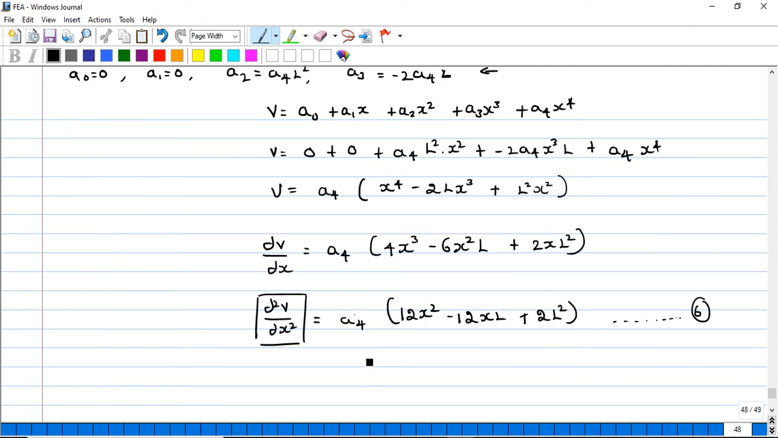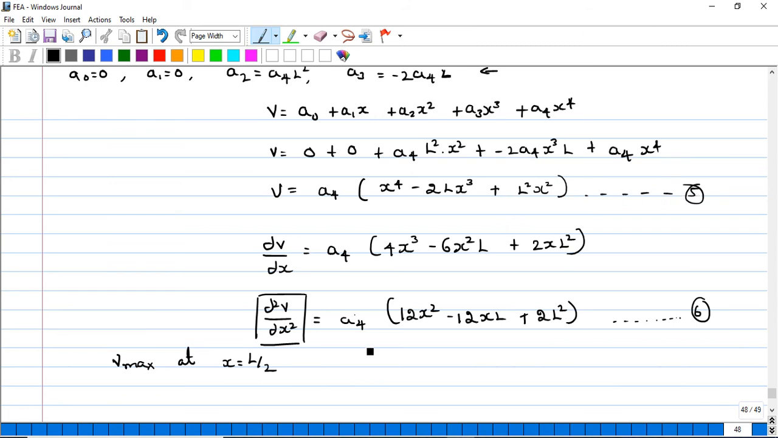So we found out this ∂²v/∂x², and what is the remaining? We also need to find v maximum. As I said, v will be maximum at the center, at the midpoint. So what is the midpoint? At that position x will be l by 2. So we shall consider the equation, that is this particular equation, v is equal to, let me take this as 5. Okay, so let us consider this as the fifth equation.